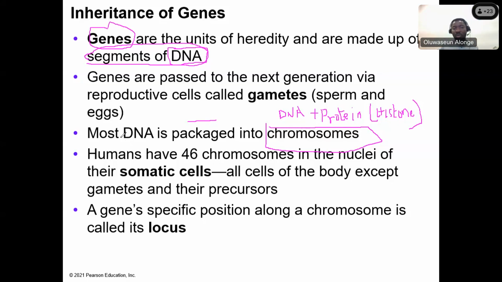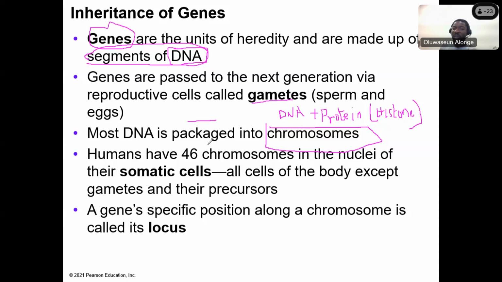All right, so again, genes are the unit of heredity, and they are made up of segments of DNA. You see that? Genes are passed to the next generation via reproductive cells, which we call gametes. Now, when we say gametes, you're talking about sperm and eggs, which are the product of meiosis.